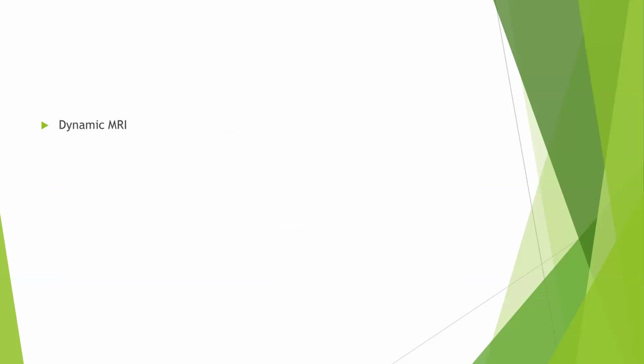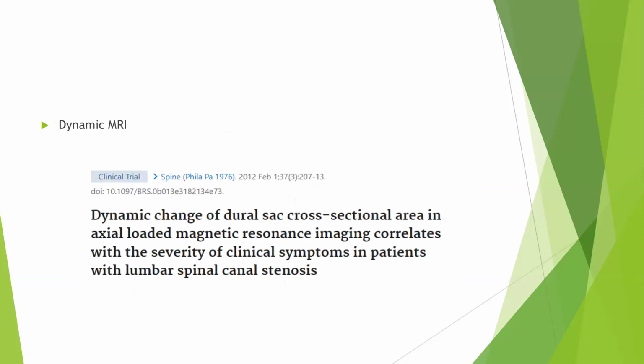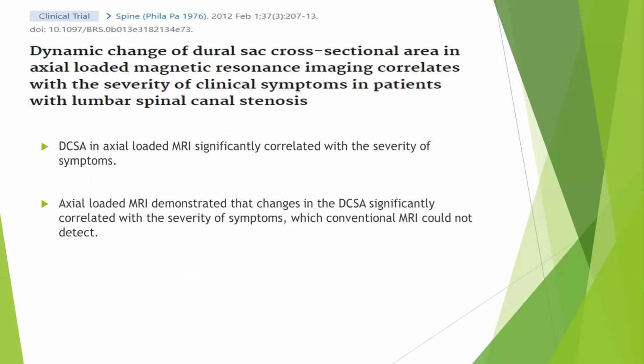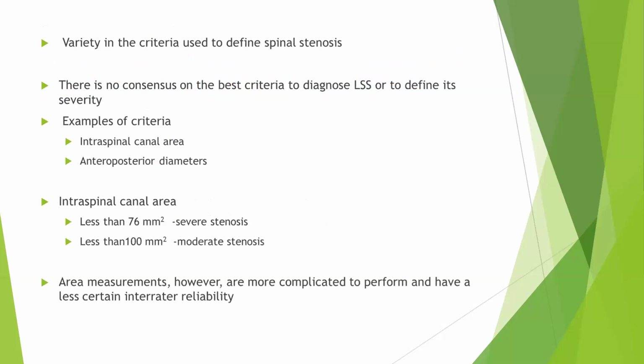Some interesting studies which I found are looking at even dynamic MRI, and what they looked at was the dural cross-sectional area by axial loading in a dynamic way, and found what were the findings in the patients with lumbar stenosis. They call it DEXA, the abbreviation of the dural sac axial loaded image. And the severity of it demonstrated that the axial loaded MRI is significantly correlated with the symptoms in the patients who had spinal stenosis, which conventional MRI could not detect. However, it is not practical to do these things. These are research-based data, but I just thought it interesting to show over here.